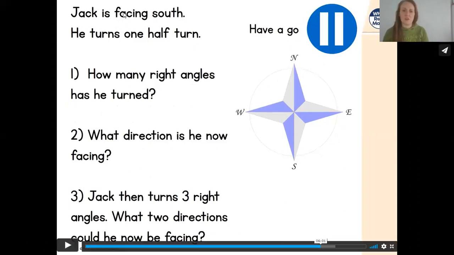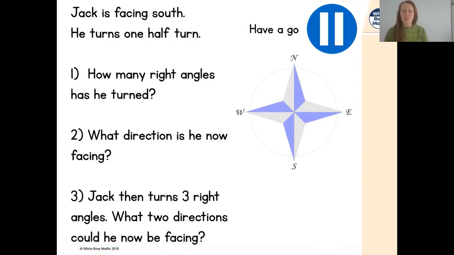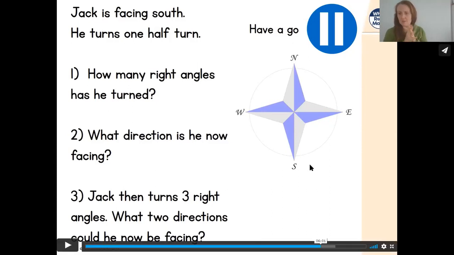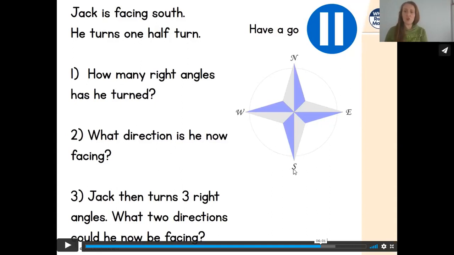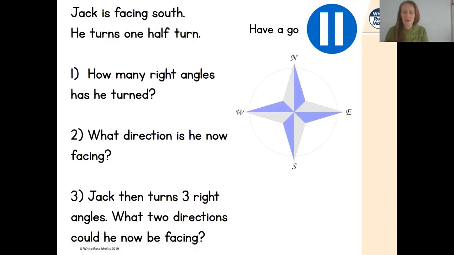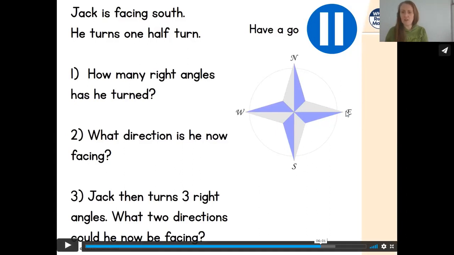Let's pause it here. We can do this together. So Jack is facing south. Here's south. Naughty elephants squirt water, or never eat shredded wheat. So he's facing south down here. He turns 1/2 turn. So if it's a half turn, how many quarter turns is that? What's the equivalent of a half? Well done, if you remember, it's 2 quarter turns. Okay, so he's facing south. So he could turn clockwise 1 quarter turn, 2 quarter turns to make his half turn, to make him facing north, but he could also go anti-clockwise to make a half turn, or 2 quarter turns, 1 quarter turn, 2 quarter turns. He would still be facing north.